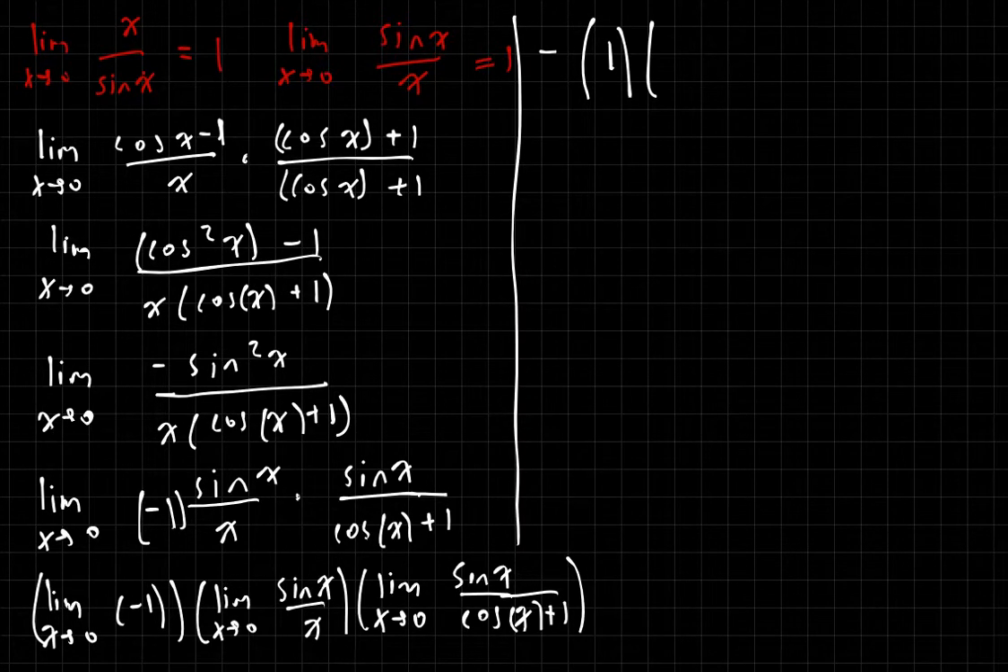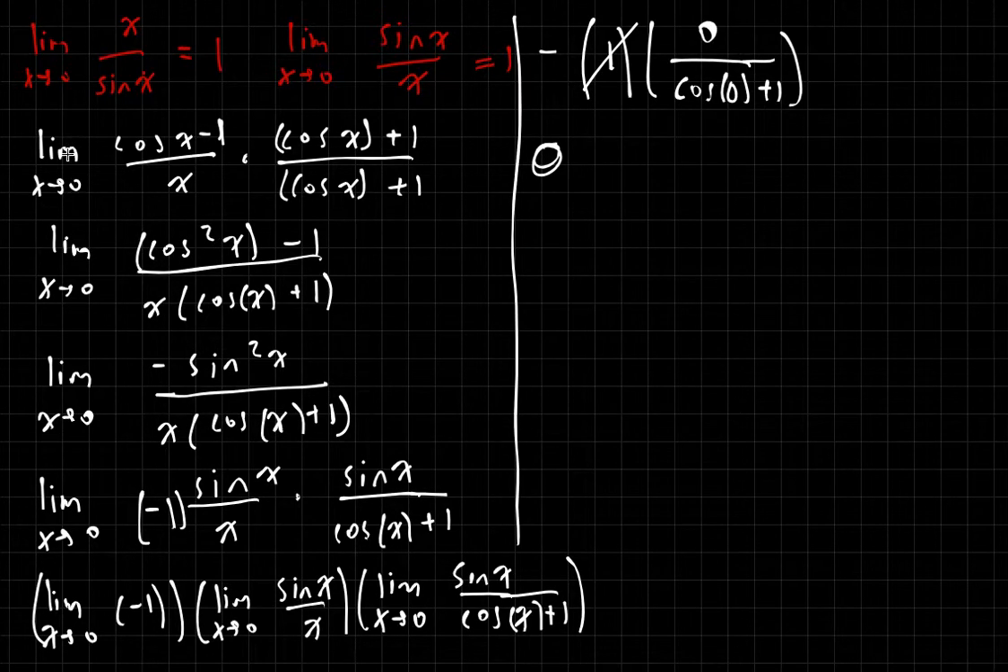What is the top? The top is sine of 0, so that's 0. And what about the bottom? That would be cosine 0 plus 1. And we know that the 1 we can just cancel out. We don't even need to solve this. Cosine 0 is 1, and then plus 1 is 2. But the top is a 0. So this means the final value is just 0.